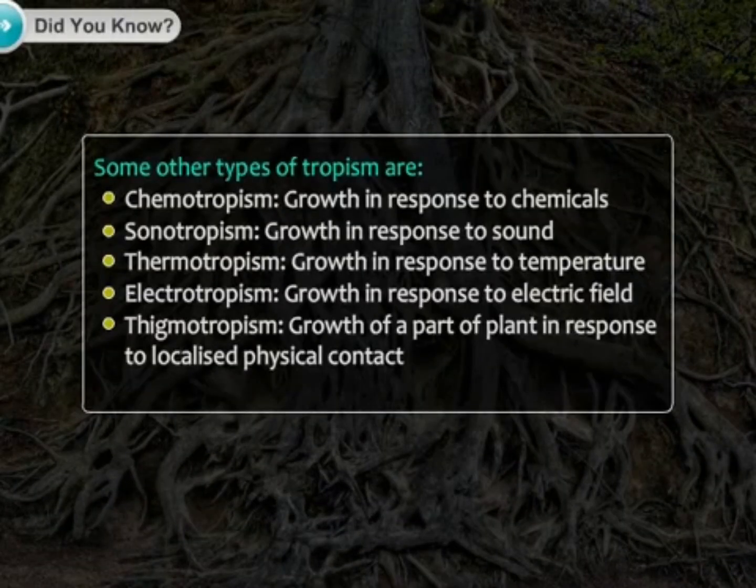Did you know? Some other types of tropisms are chemotropism, growth in response to chemicals; sonotropism, growth in response to sound; thermotropism, growth in response to temperature; electrotropism, growth in response to electric field; thigmotropism, growth of a part of a plant in response to localized physical contact.